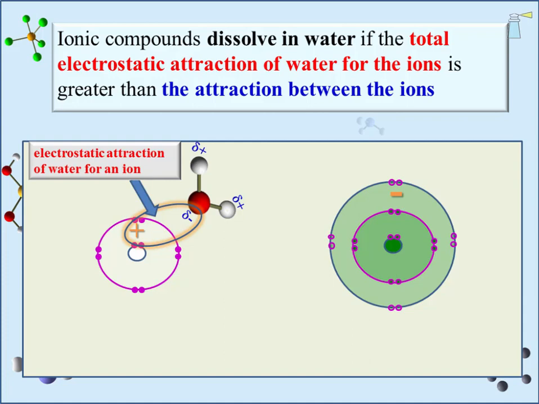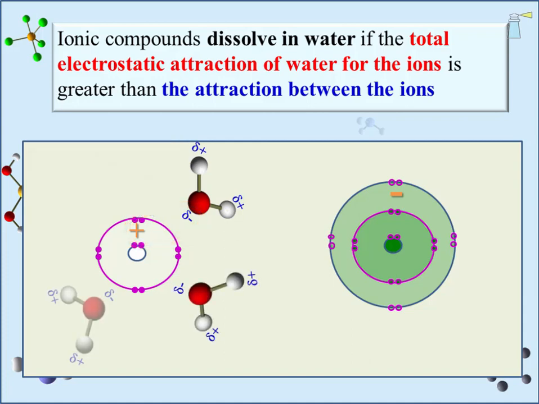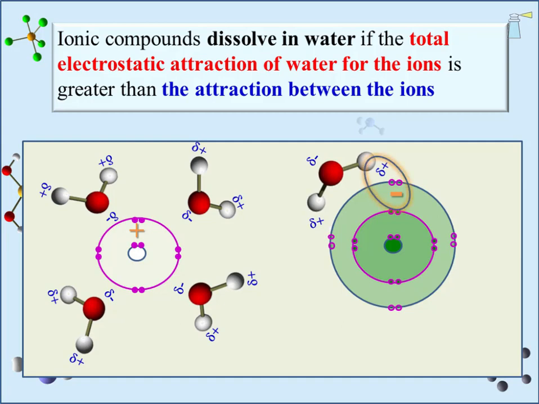But since the partial negative charge on the oxygen is so small, to overcome the attraction between ions, there will need to be many such water-ion interactions, and they will need to adopt the proper orientation. And what about the chloride ion? For the chloride, the water molecules will orient themselves such that the partially positive charge on the hydrogen is pointed at the negatively charged chloride ion. Another example of an electrostatic attraction of water for an ion.